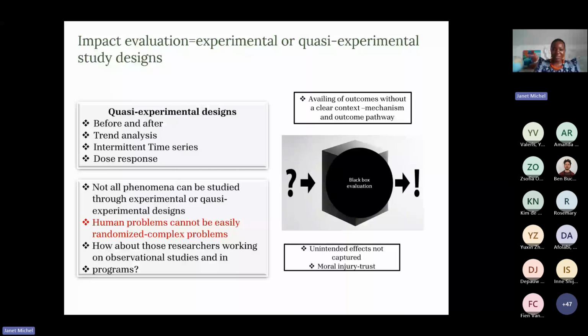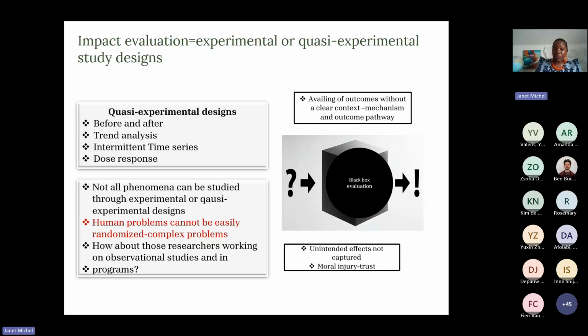Up until now, impact evaluation has only been done through experimental designs or quasi-experimental designs. So randomized controlled trials or before and after, trend analysis, interrupted time series, dose response. But we know that not all phenomena can be studied this way. Human problems cannot be randomized. I cannot say you have cancer and you don't. And you cannot say you have HIV and you don't. So what about people and working in such contexts, observational contexts?